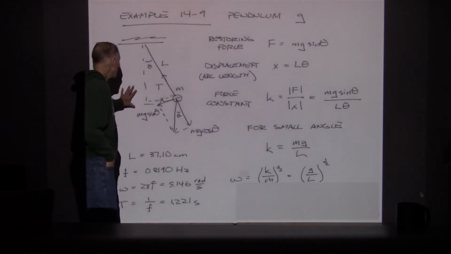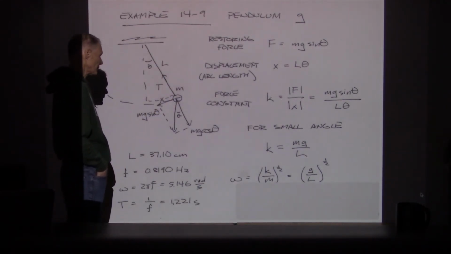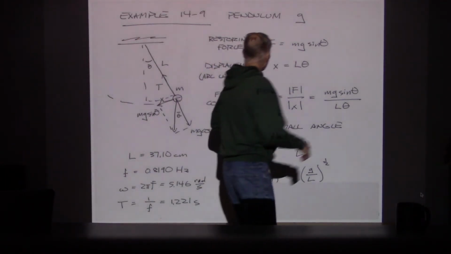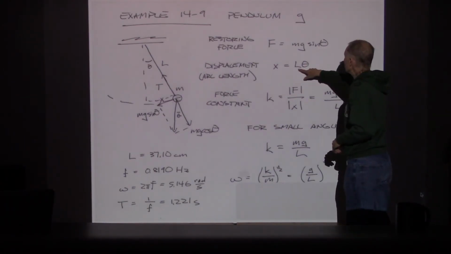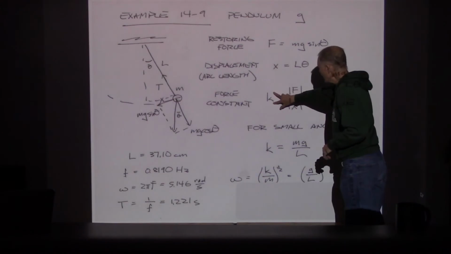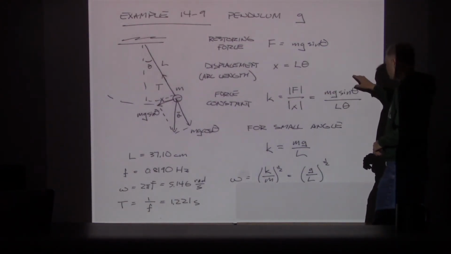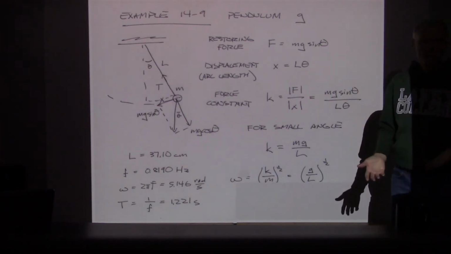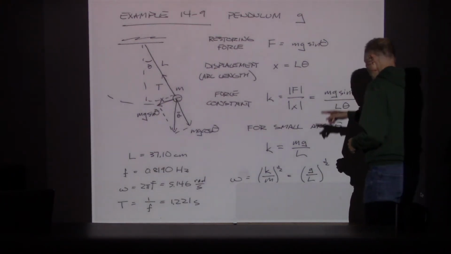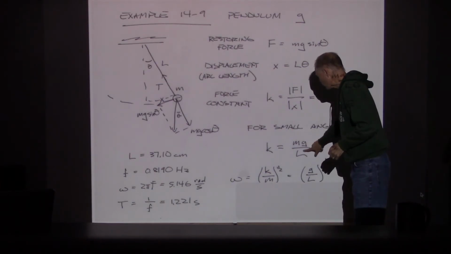Here is our pendulum. Here is everything we talked about before, still set up here. This time, I'm writing this down again. The force is a restoring force, mg sine theta. The displacement is given by L theta. The K value then is given by force divided by displacement. For small angles, sine theta and theta cancel out. And so the effective force constant is mg over L.